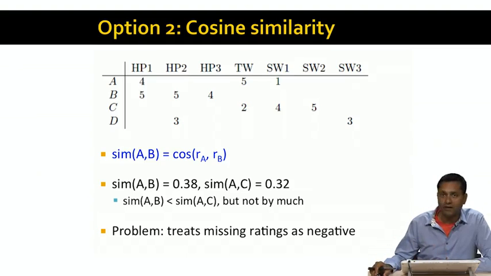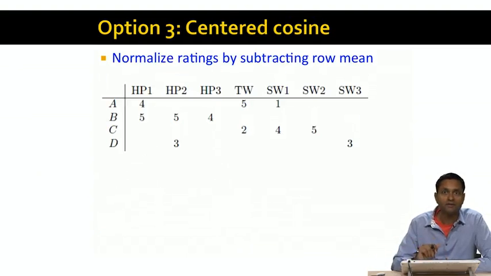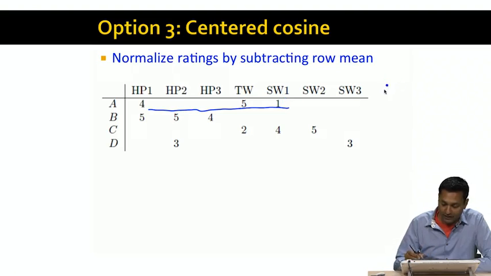One way of fixing cosine similarity to accomplish what we want is to use something called the centered cosine. The way we're going to do that is we're going to normalize ratings for a given user by subtracting the row mean, or the average rating of the user. To illustrate what I mean, let's go back to our example. Here is the rating vector for A, and notice that the average rating for A is 10 over 3, because A has rated 3 items and the sum of those ratings is 10. So the average rating of A is 10 over 3. And similarly, the average rating of B is 14 over 3, and so on.